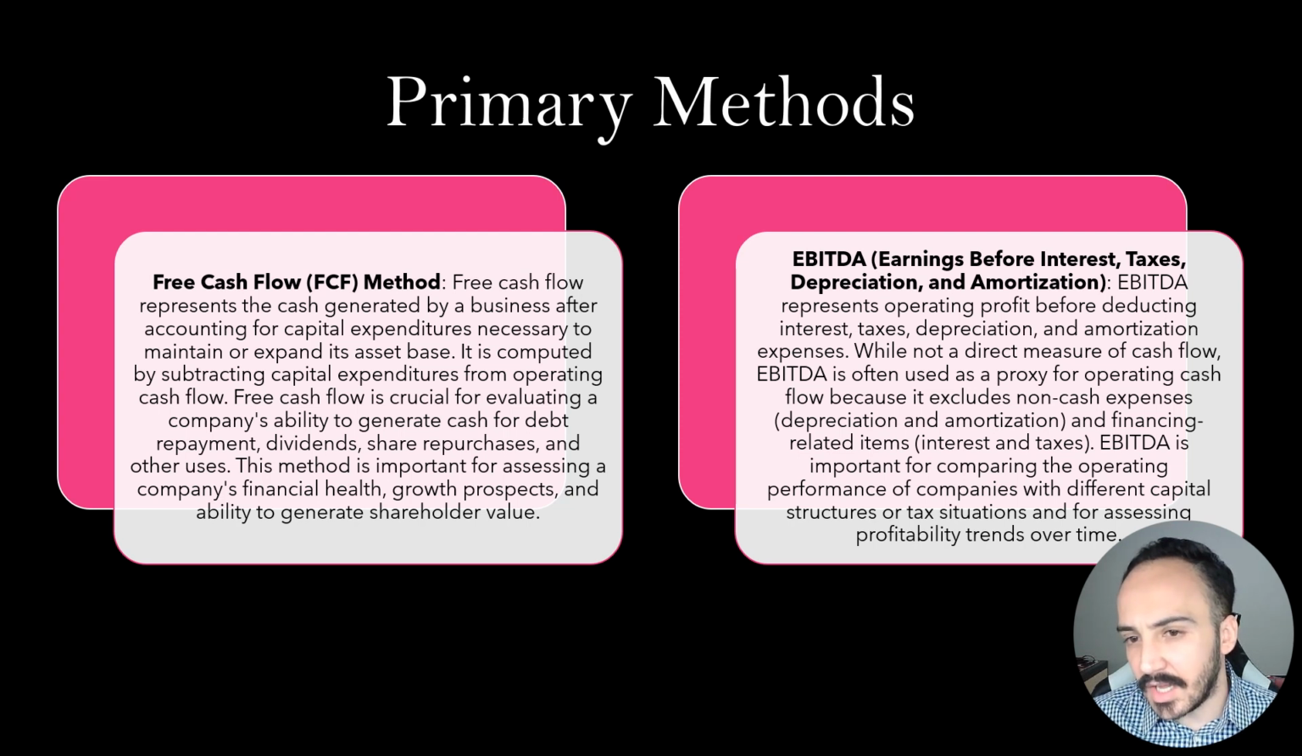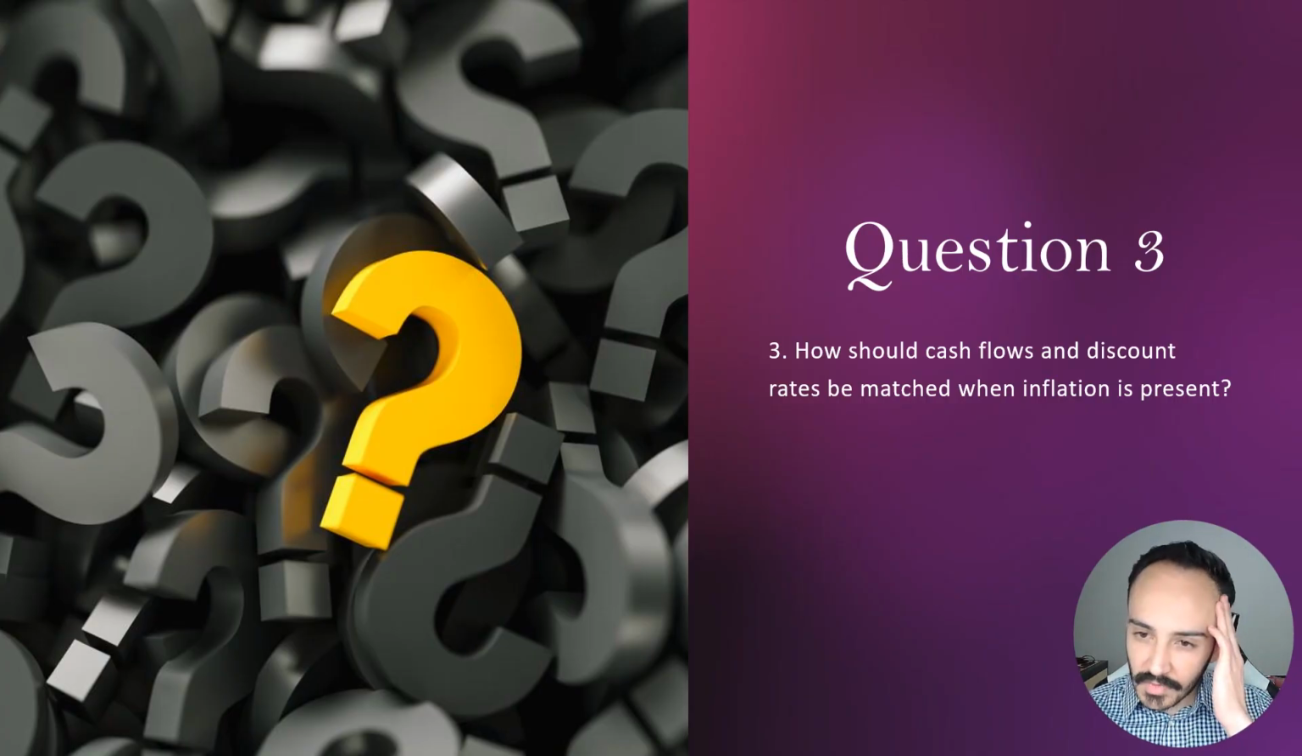Another method is EBITDA, earnings before interest, taxes, depreciation, and amortization. EBITDA represents operating profit before deducting interest, taxes, depreciation, and amortization expenses. While not a direct measure of cash flow, EBITDA is often used as a proxy for operating cash flow because it excludes non-cash expenses, depreciation and amortization, and financing-related items, interest and taxes. EBITDA is important for comparing operating performance of companies with different capital structures or tax situations and for assessing profitability trends over time.